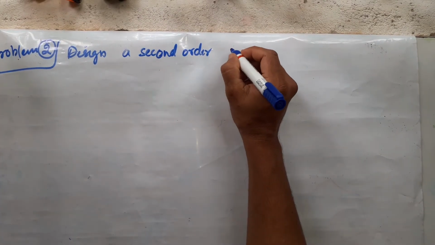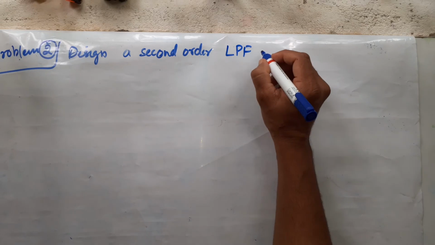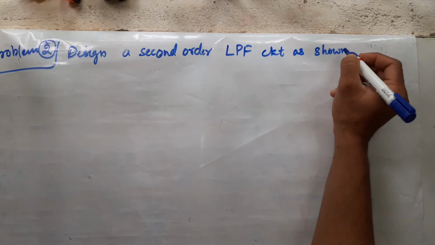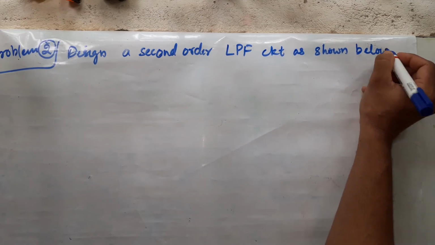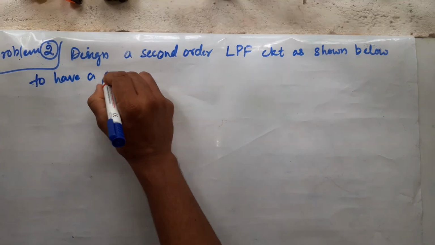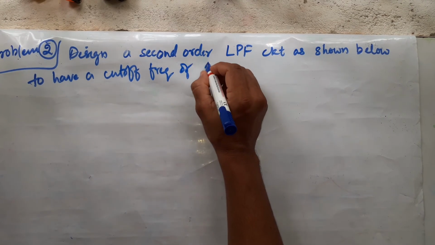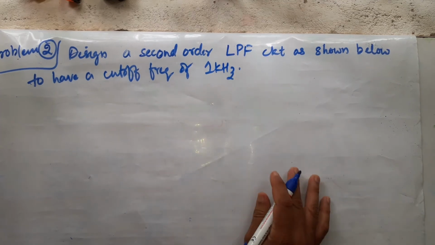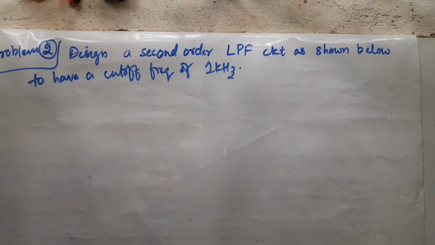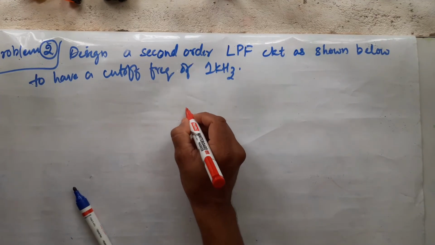Design a second order LPF, means low pass filter circuit as shown below to have a cutoff frequency of 1 kilohertz. So first draw the circuit diagram. How is it?